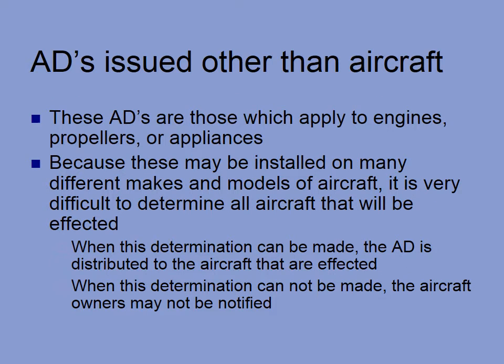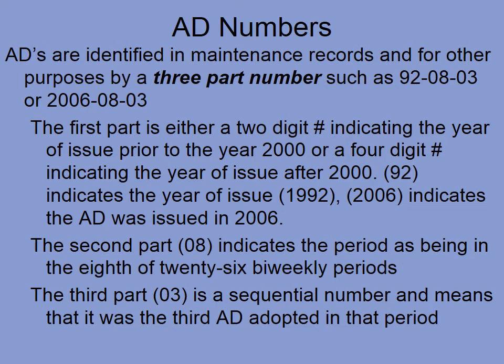Some airworthiness directives are issued for items other than registered aircraft. These items include engines, propellers, and appliances. Airworthiness directives are identified in maintenance records and for other purposes by a three-part number.